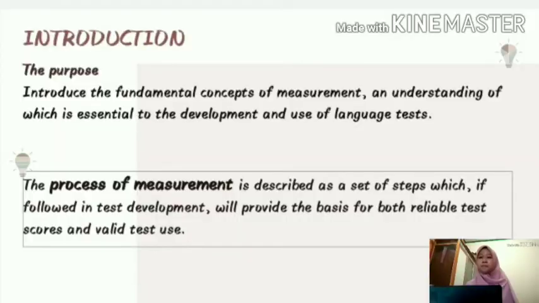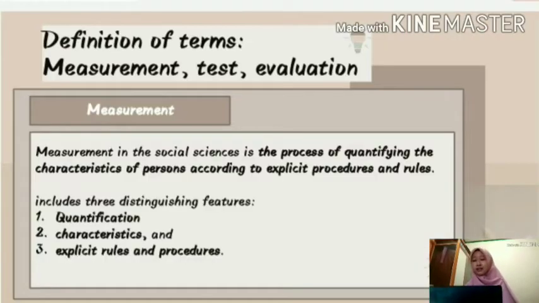In this chapter, we'll introduce the fundamental concept of measurement and the understanding which is essential to the development and use of language tasks. So, we should know about the process of measurement. The process of measurement is described as a set of steps followed in the task development. It will provide the basis for both reliable test scores and valid test use. And then we go to the definition of the terms measurement, test, and evaluation.